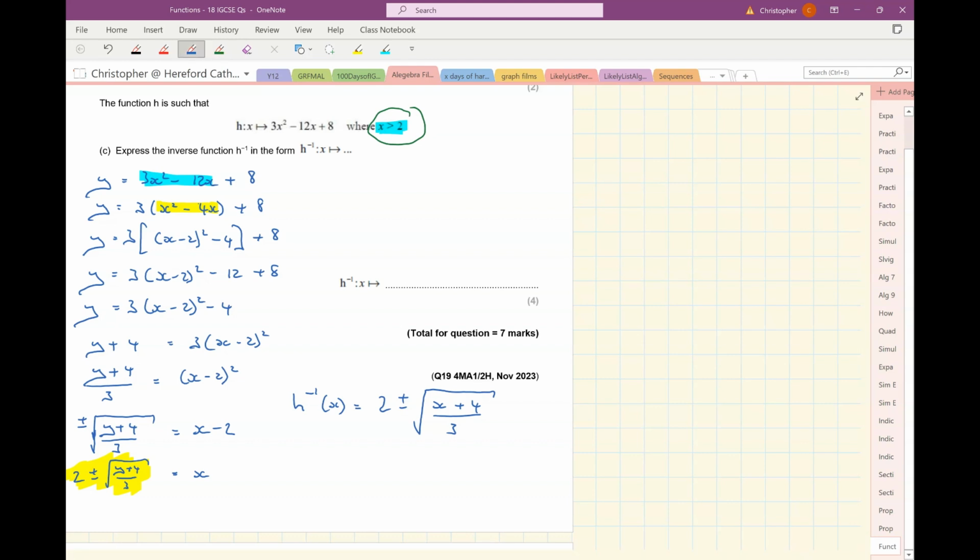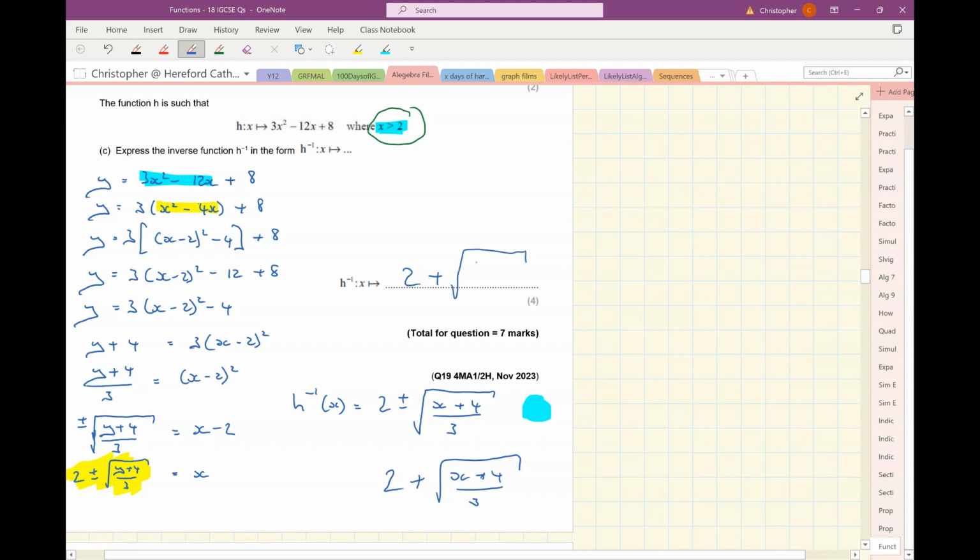Well, that means if x must be greater than 2, then this function here cannot be 2 minus anything, because that would give you less than 2. So it must be 2 plus the square root. And 2 minus the square root is not going to be a valid solution. So the correct answer for the inverse function here is 2 plus the square root of (x plus 4) over 3.